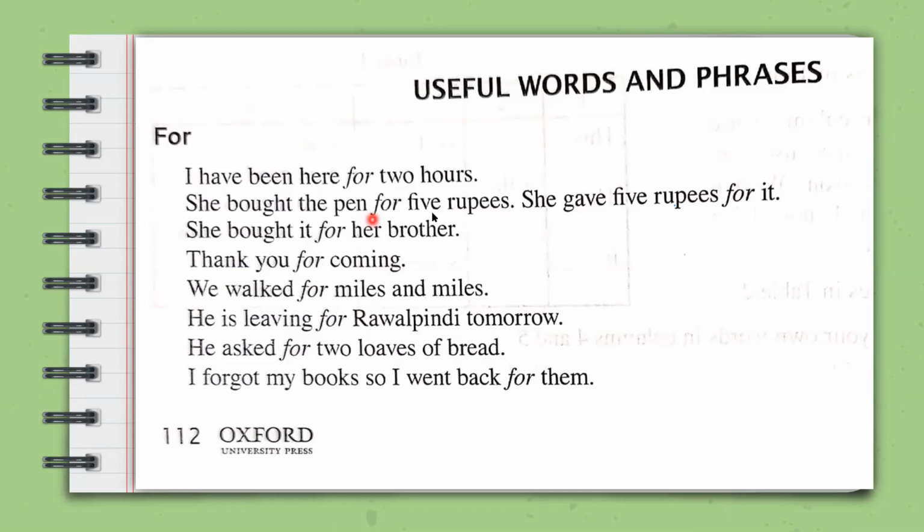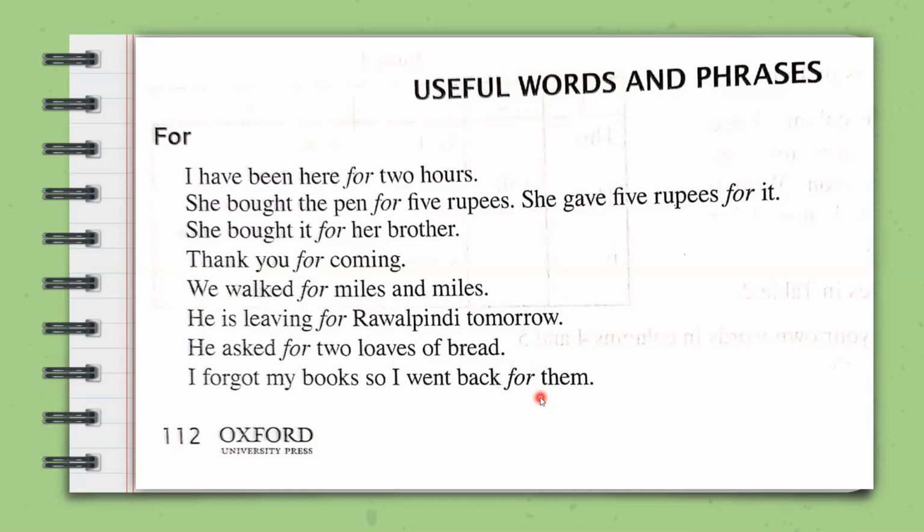She bought the pen for 5 rupees. She gave 5 rupees for it. Number 2, she bought it for her brother. Thank you for coming. We walked for miles and miles. He is leaving for Rawalpindi tomorrow. He asked for 2 loaves of bread and I forgot my books, so I went back for them.